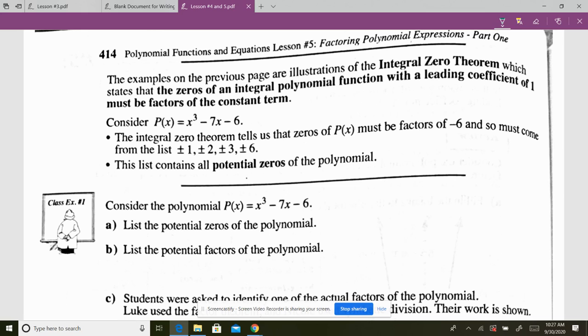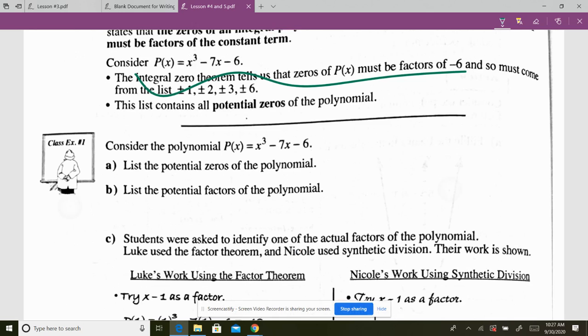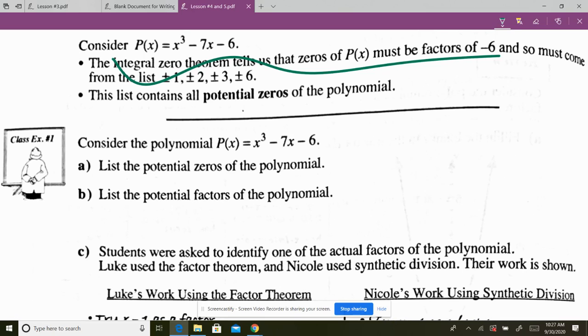Okay, so we have a polynomial, x cubed minus 7x minus 6. List the potential zeros. Forget all this stuff. When they say list the potential zeros, they're essentially asking for the factors of the constant term. So just look at 6. What are all the factors of 6? What multiplies to 6? 6 and 1. I'll list them over here. 6 and 1. What else?